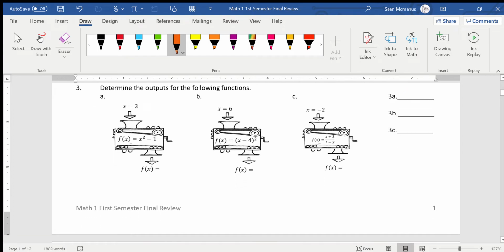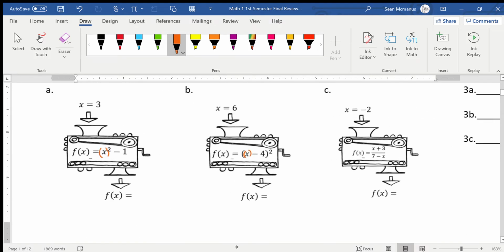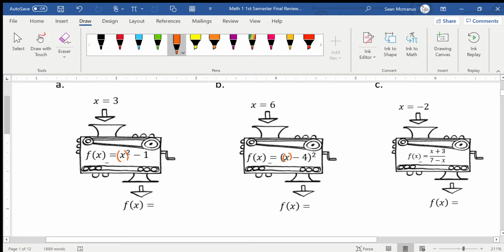All right, number 3, determine the outputs for the following functions. So these were those function machines, and remember, we drop in a 3, that means when I'm evaluating, I always want to put parentheses around just the letter. Doesn't matter, like here on part B, if it's inside other parentheses, we want to put the parentheses around just the letter every single time, and that's going to help us keep our signs straight when we evaluate.